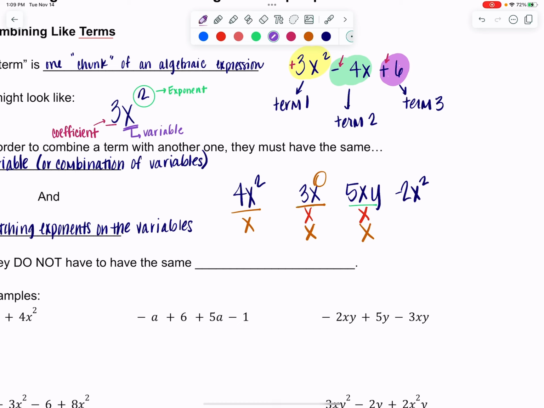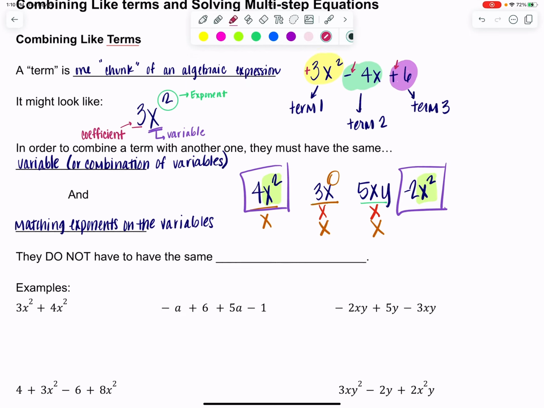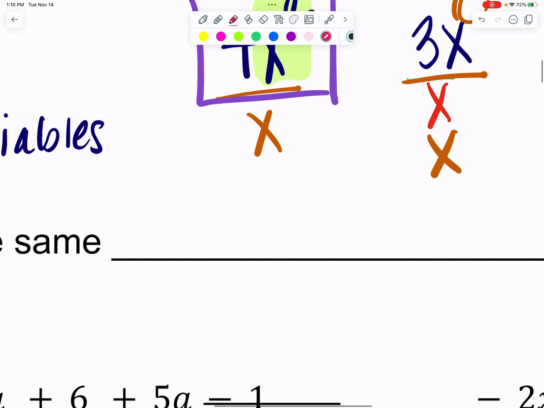I don't care about the coefficient in the front. It doesn't matter. I care about the variable and its exponent. If those match, then I can put the terms together. I'm going to repeat it one more time for the people in the back. They do not have to have the same coefficient.